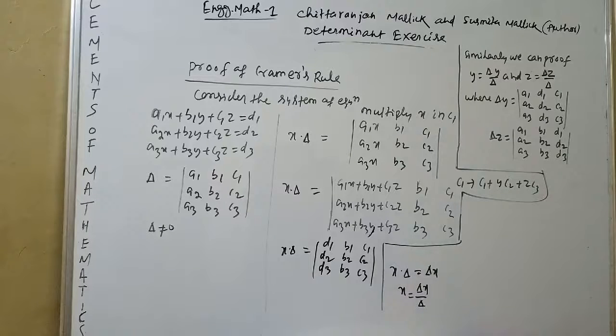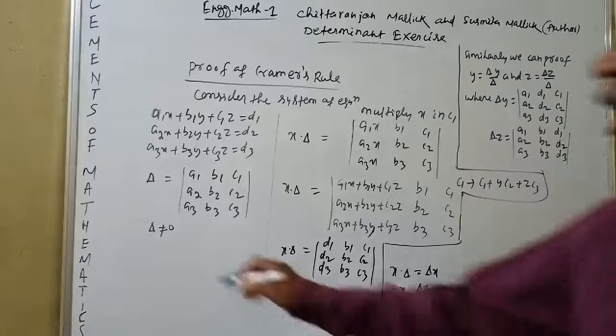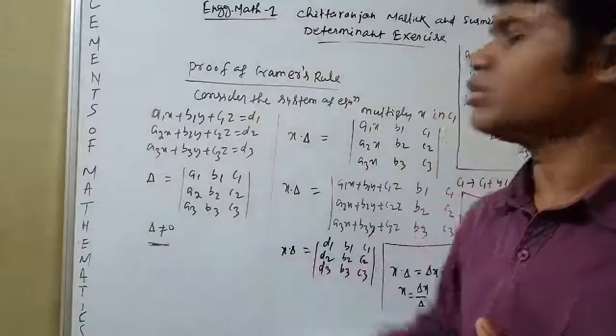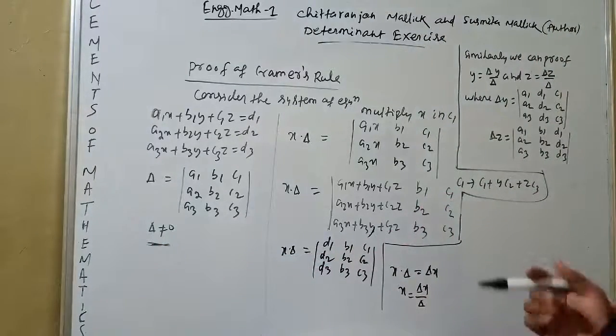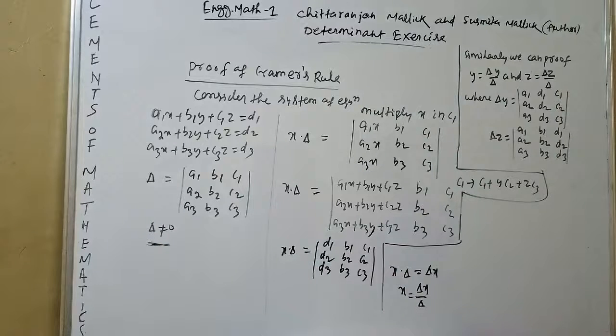And Cramer's rule is applicable when del is not equal to 0. All the conditions I have already given previously.